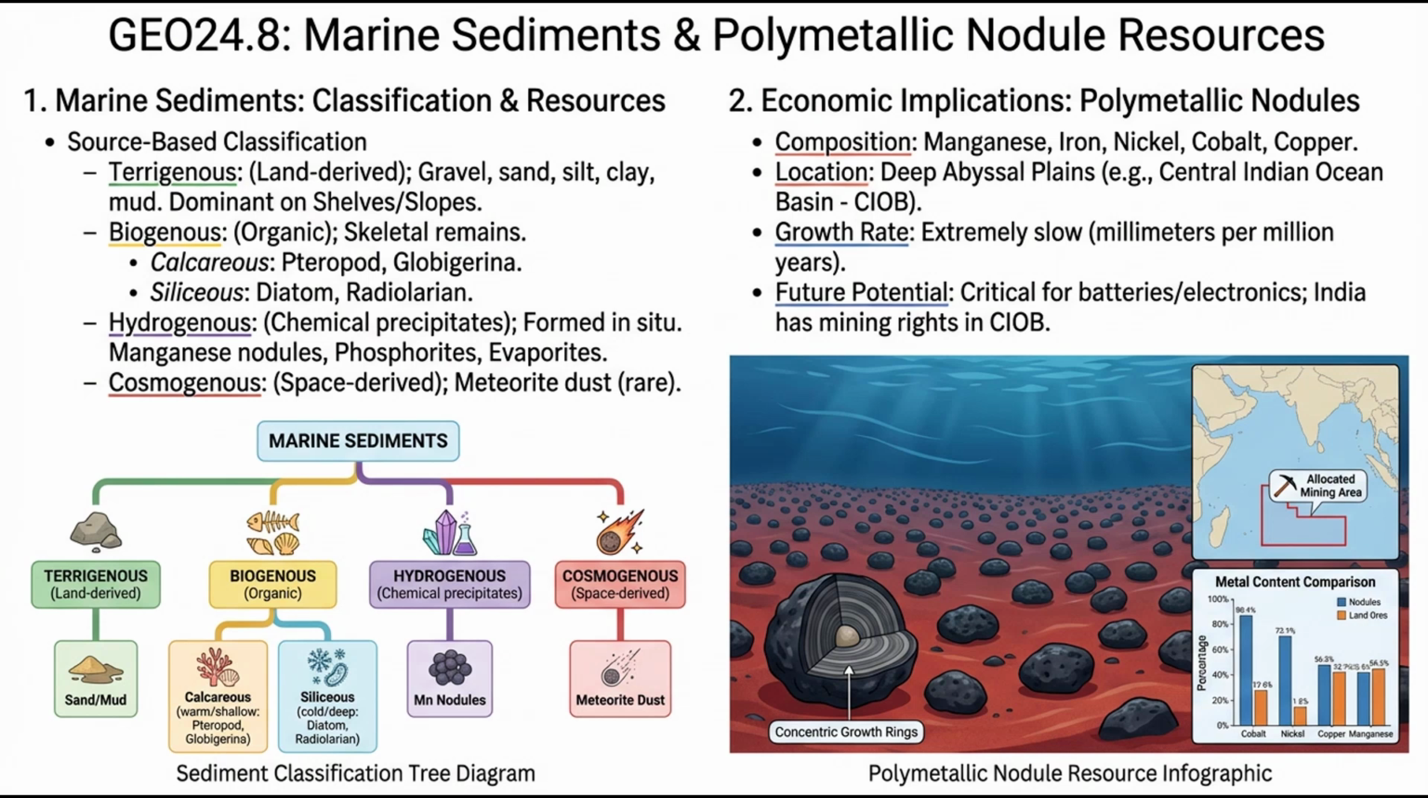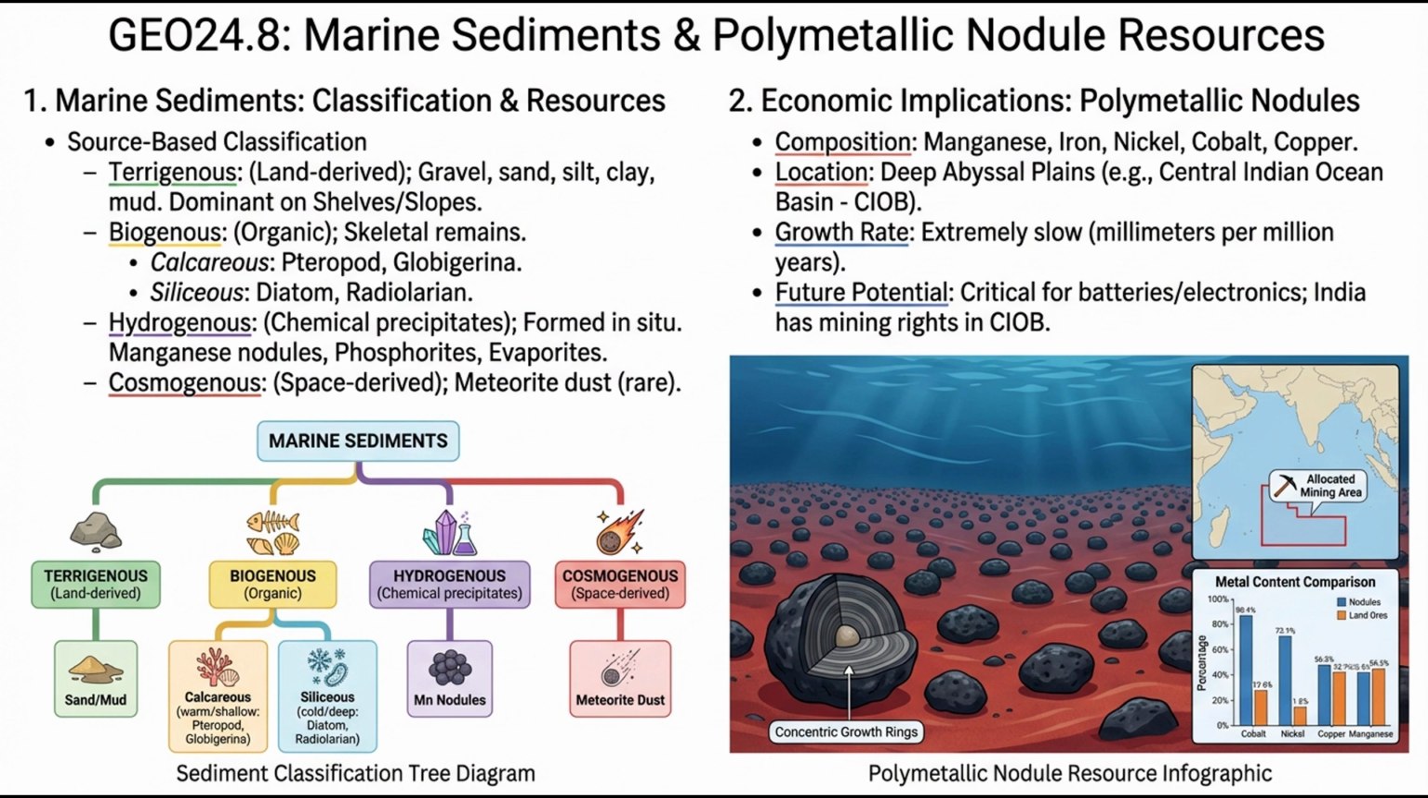We conclude with the floor itself, marine sediments, and the resources they hold. The ocean floor is the ultimate repository of Earth's history. We classify sediments based on their source. First, Terrigenous, derived from terra, land. This is gravel, sand, and silt brought by rivers and wind. Naturally, these are dominant on the continental shelves and slopes.